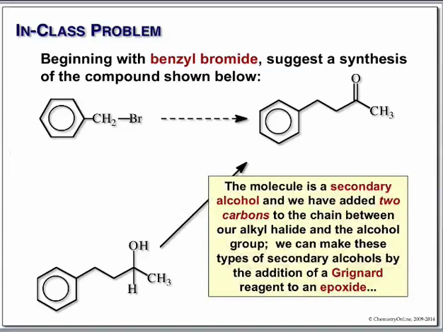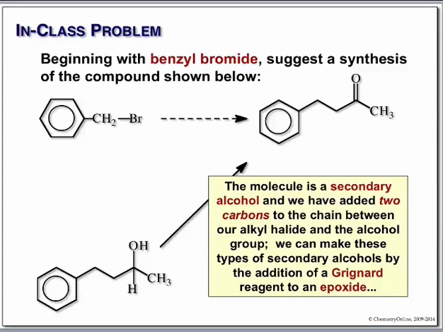The problem is that we have benzyl bromide as our starting material, and so that's this many carbons. But we have an extra carbon, an extra CH2, that's somehow crept into our molecule. So what we're going to have to do is use this as our Grignard, and add it to something that's going to make our secondary alcohol.